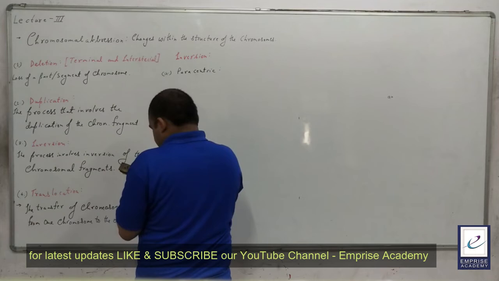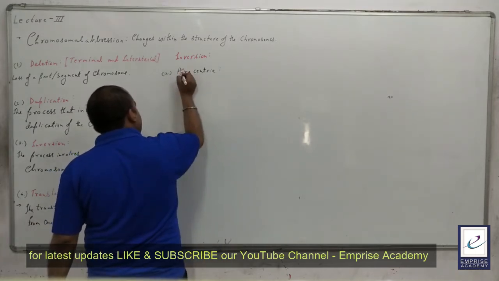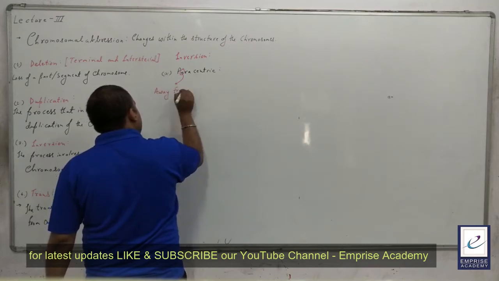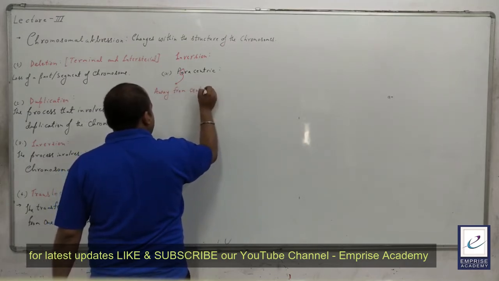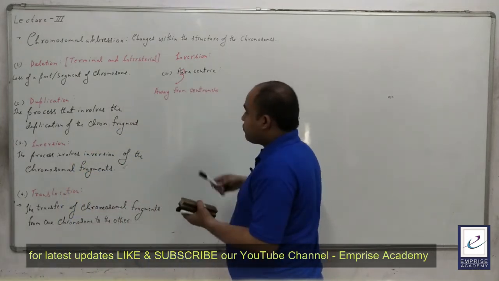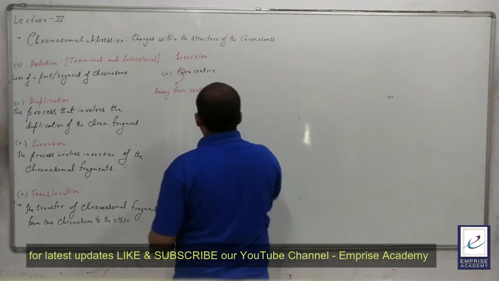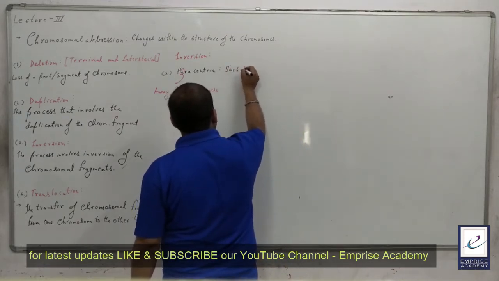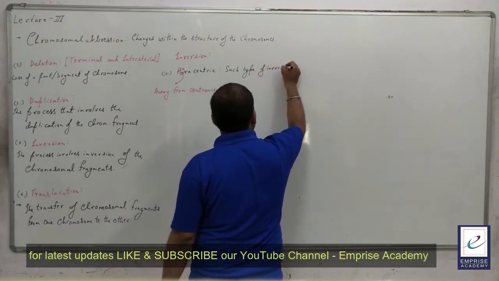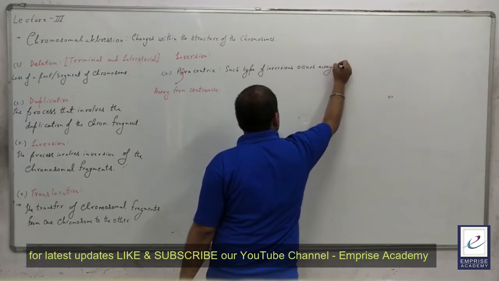You have to remember it by a trick. The trick is paracentric, A means away from centromere. Okay. So paracentric inversion takes place when the inversion takes place away from the centromere. Such type of inversions occurs away from the centromere.